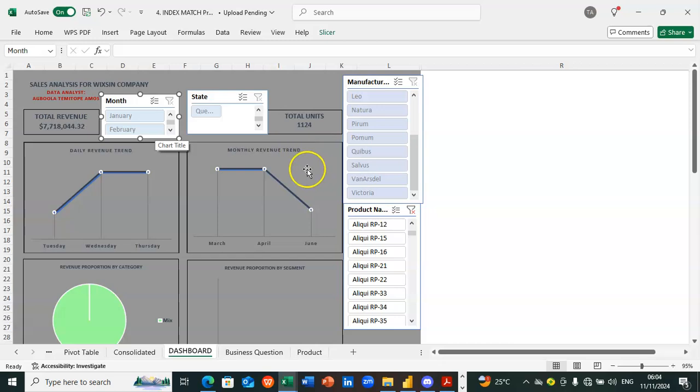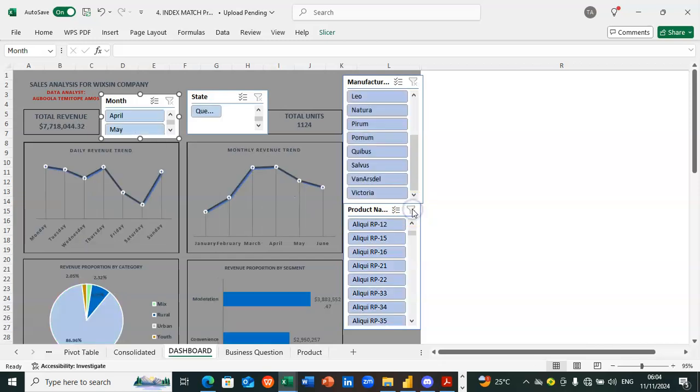Yeah, welcome to my second live analysis with quantum analytics. So this analysis is for Wixsin company. Wixsin company is a merchant yard. It's a company dealing in sales of category of product manufactured by different companies.